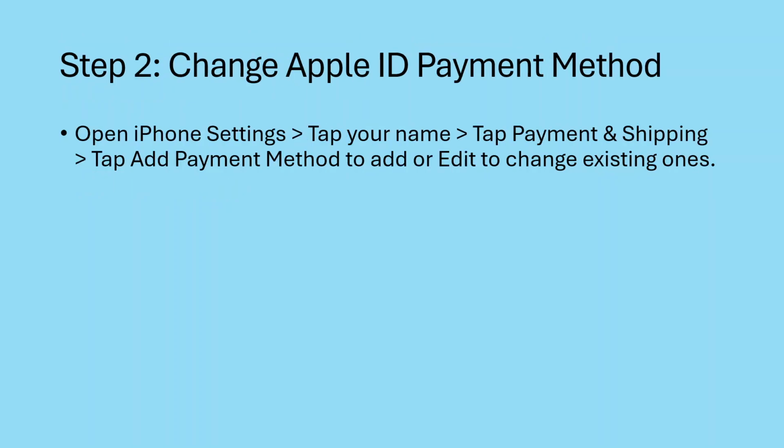Step 2. Change Apple ID payment method. Open iPhone settings, then tap on your name, then tap Payment and Shipping, then tap Add Payment Method to add or edit to change existing ones.